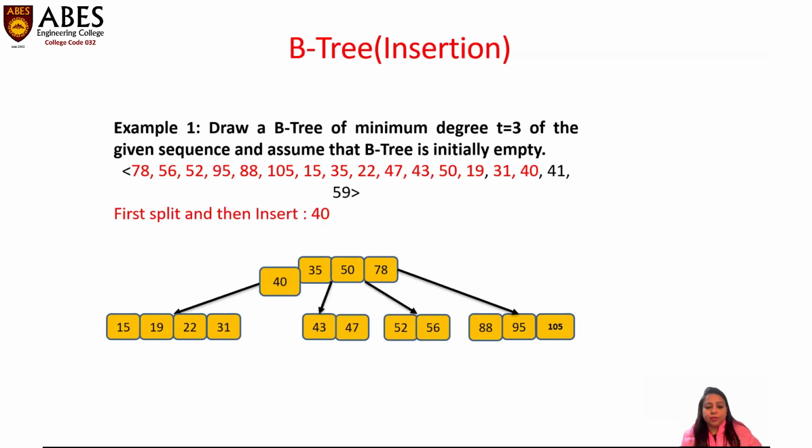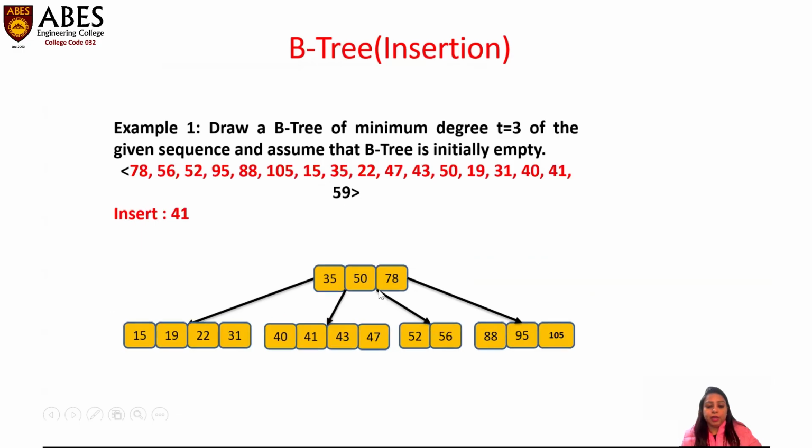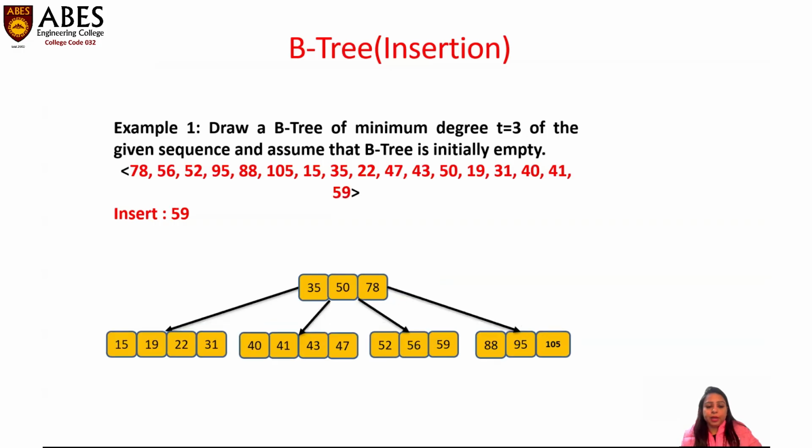Next is 40. 40 is to be inserted. 40 can be inserted over here. That is 15, 19, 22 and 31. Or we can say 35 to 50. Sorry, 35 to 50. So 35 to 50, 40 will be inserted. Next is 41. And another is 59 that will be added between 50 to 78. That's the B tree insertion.